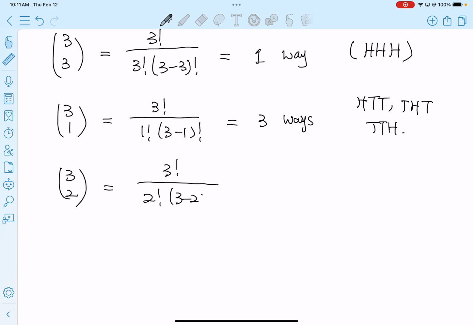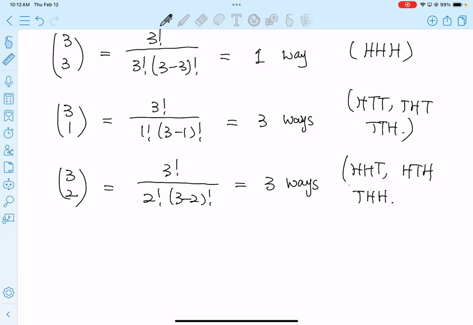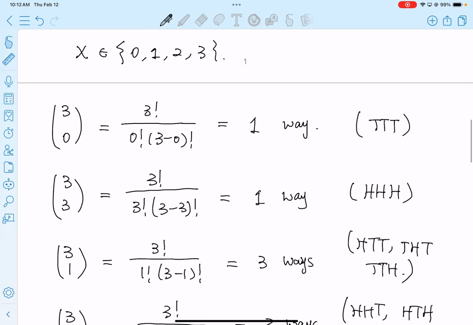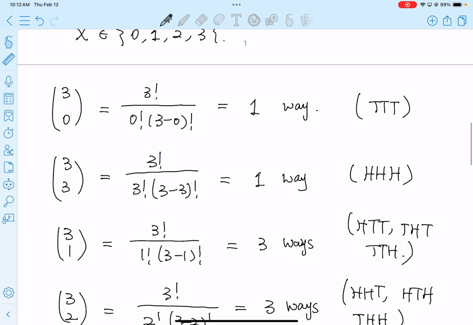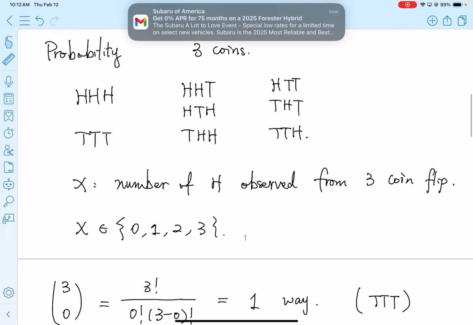And then similarly for the last scenario, (3 minus 2 factorial), this will also be 3 ways. And this is related to the hat, tail, hat, tail, hat, and then tail, hat. So there are also 3 ways. So in total, when we're flipping 3 coins, there are 8 total possibilities, or 8 outcomes in our table.